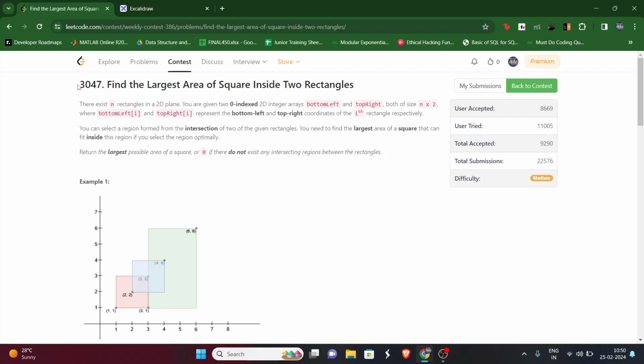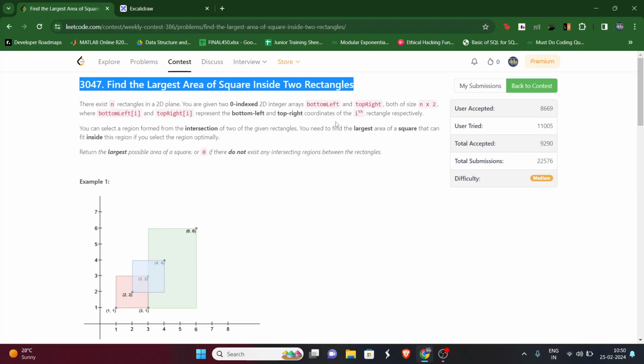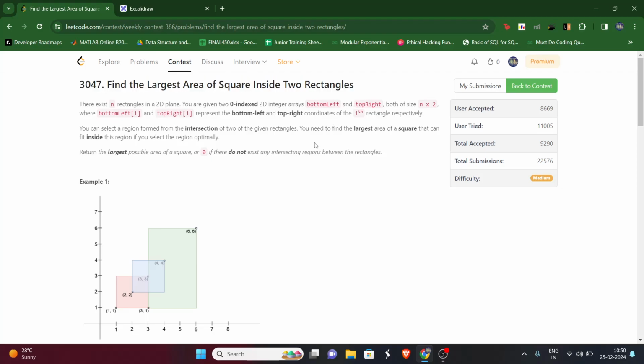The problem says 3047, find the largest area of square inside two rectangles. Okay, pause the video, read the question and then we will move forward.